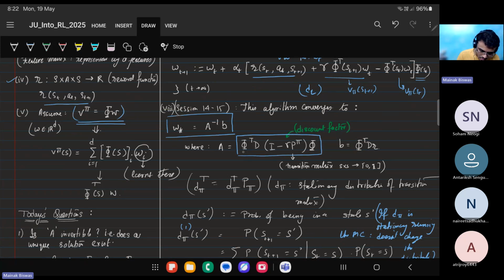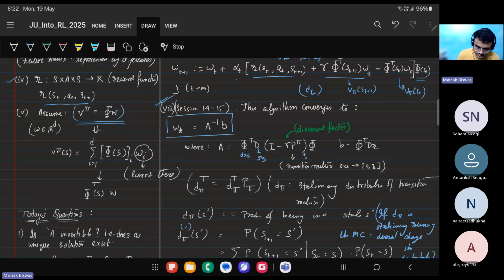So first tell me, what would be the dimension of A? Can anyone tell me? We said in the last two classes that this algorithm would converge to this point, correct? So what is the dimensionality? What is phi transpose's dimensionality? D cross S. Yeah, D cross, correct, D cross D. So this is S cross S.